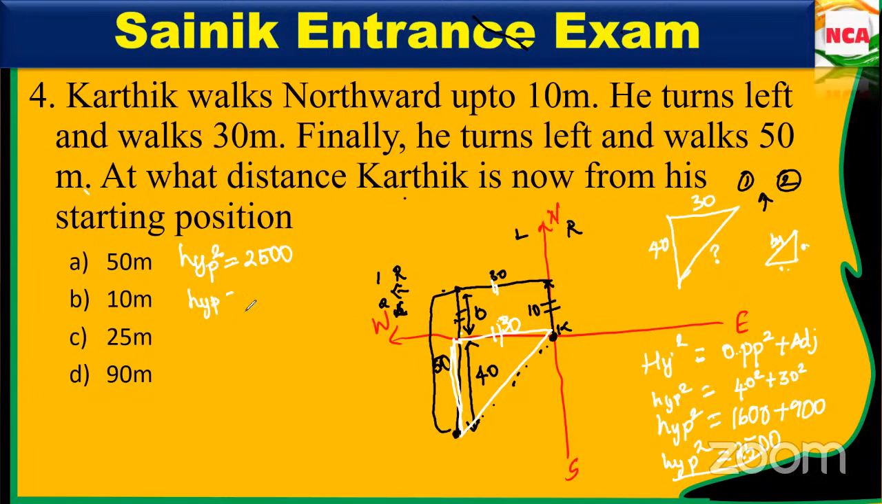So what can we do? Draw the square root. Bring that square to the other side, which means you will have a square root. So 2500. What will be the hypotenuse? Take the square root and tell me.